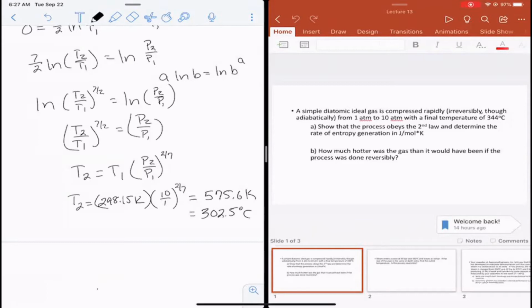If we look at this, the temperature that actually came out of the real process was 344 degrees C, and we're asked how much hotter. So the difference in the final temperatures is 344 minus 302.5 degrees C, which is 41.5 degrees C. So the gas was significantly hotter for the irreversible case than it was for the reversible case.